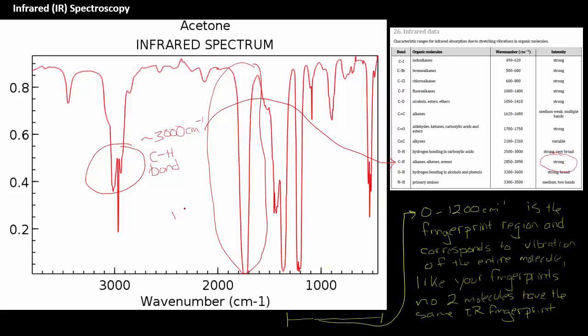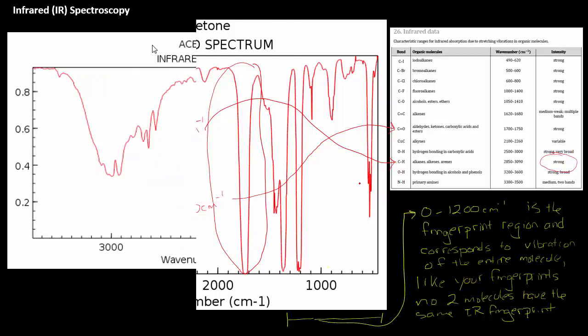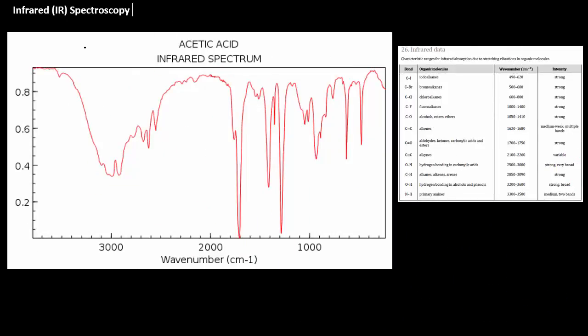The next major peak that we're going to look at, and probably the most useful in much of our study of organic chemistry, is this one that occurs around 1750 wave numbers. This corresponds to a carbon-oxygen double bond. It's quite strong. It's usually very easy to identify, and this corresponds to the carbonyl group.